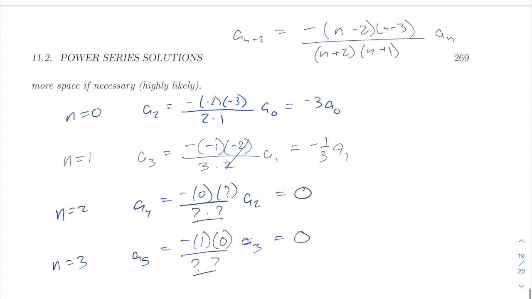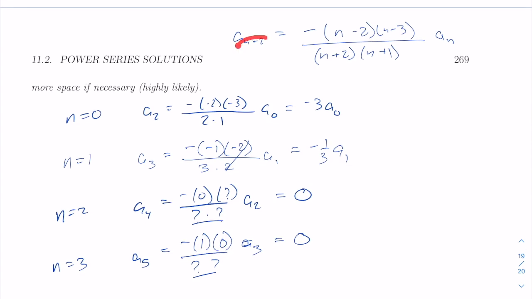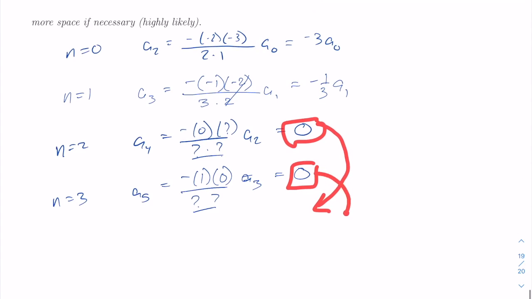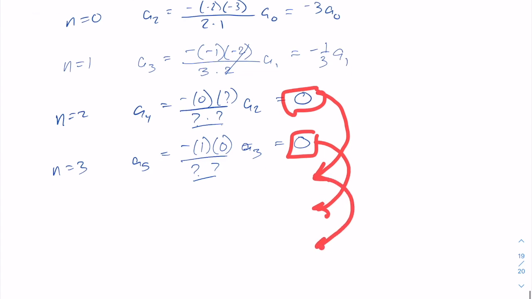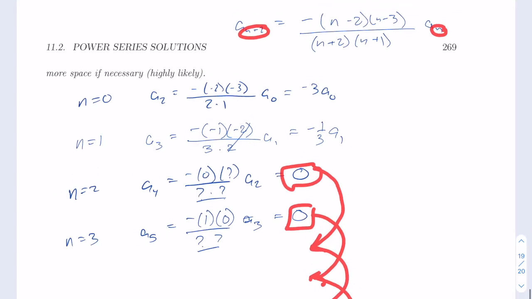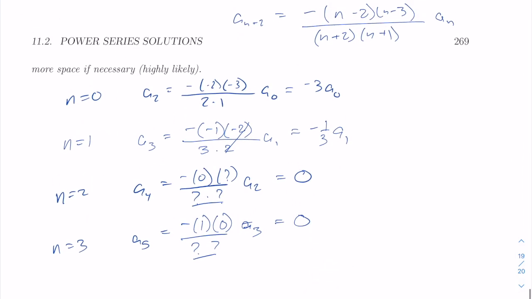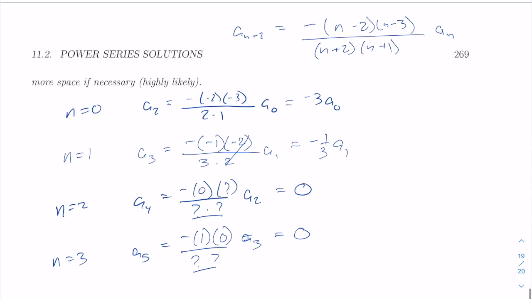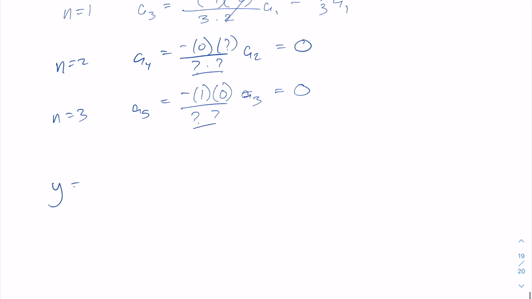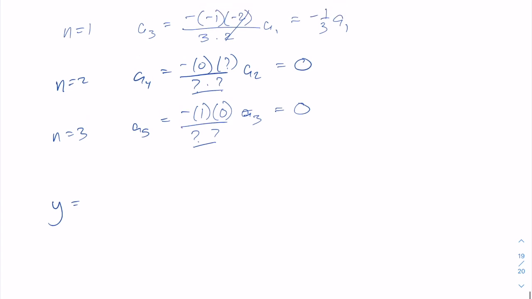Now, our recurrence relation here involves n plus 2 and n. If I find two consecutive that are 0, then the next one will be a constant times 0, which is 0. Next one, constant times 0 is 0. Next one, constant times 0, and 0, and 0. So this is all of them, okay? I am done. I have my A0, I have my A1 and my A2, and my A3, and that's actually it.